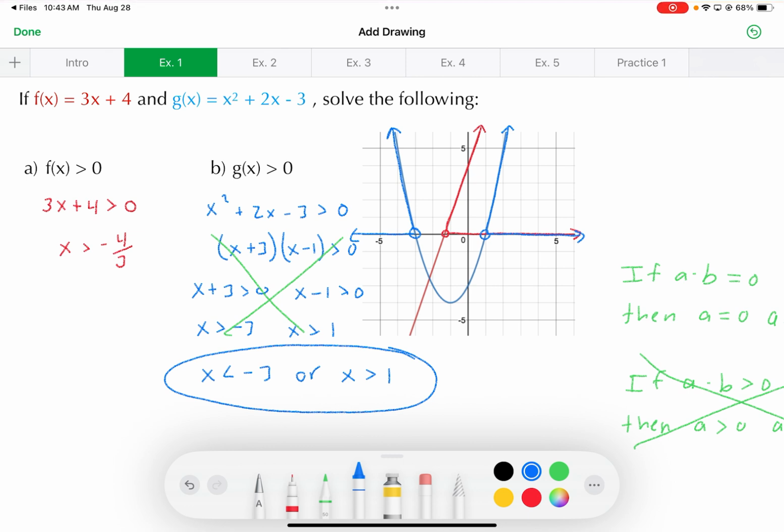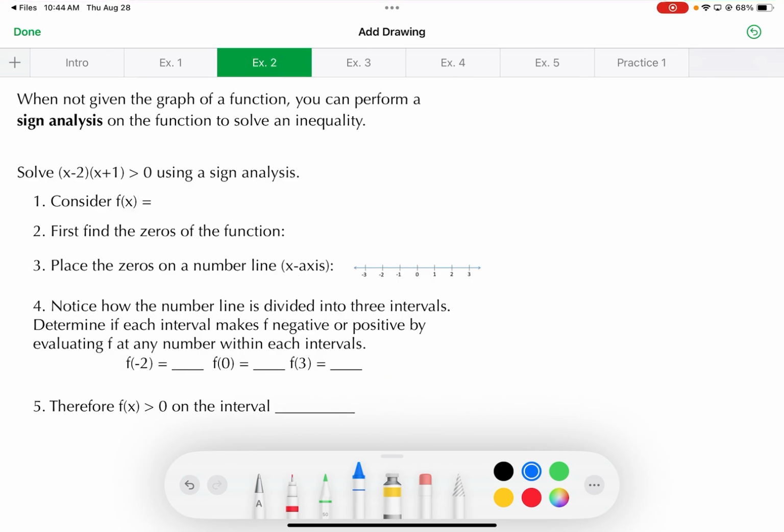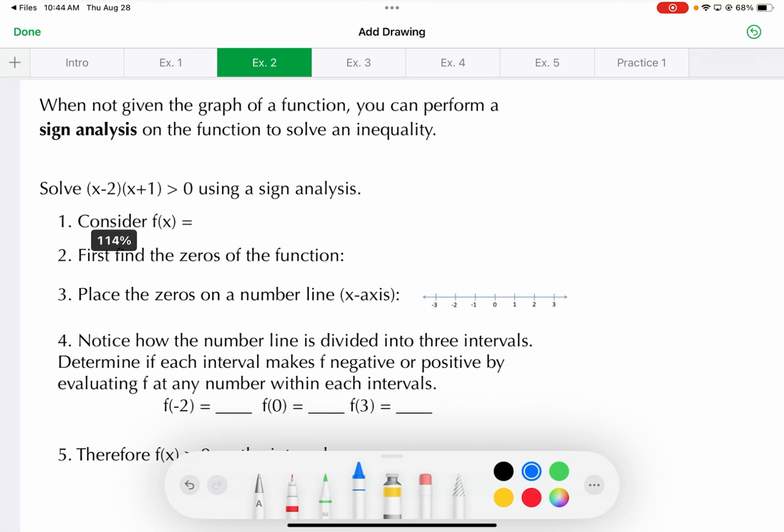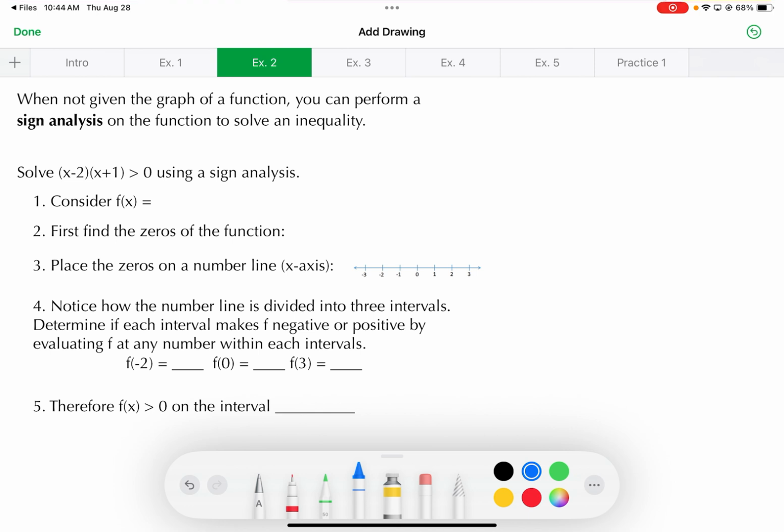So we need to know when we're above and when we're below the x-axis in order to solve these polynomial inequalities. Okay? And when we go to example 2, I'm going to give you a way we can kind of reason that out without necessarily having to draw the whole graph. Okay? So example 2, we're going to perform what we call a sign analysis. And learning this now is going to serve you very well for the rest of this course, as well as calculus. You do a lot of sign analysis in that course as well.